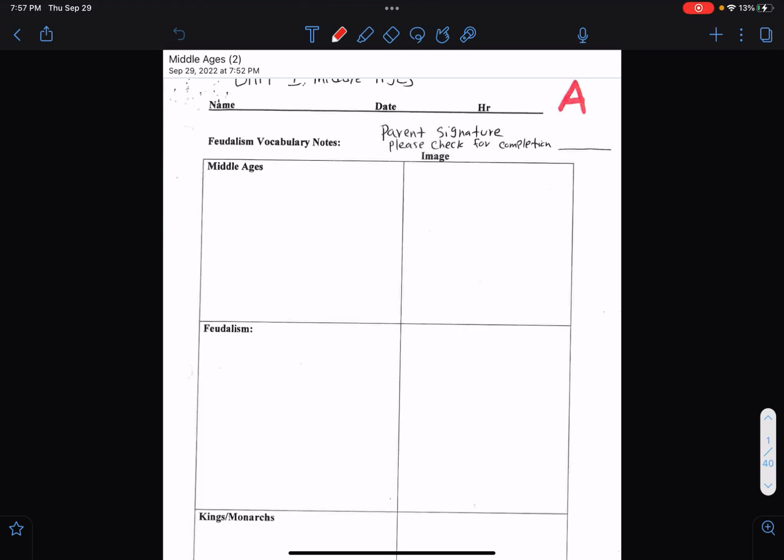Hi, seventh grade. Unfortunately, I won't be able to be on campus today, Friday. My son is sick and I need to stay home with him.